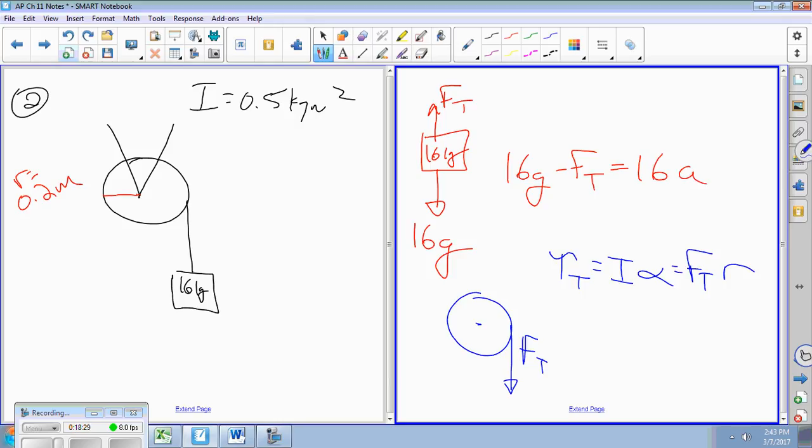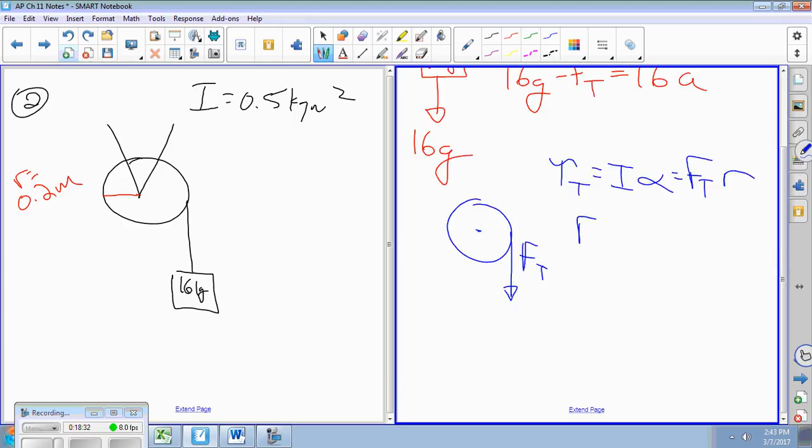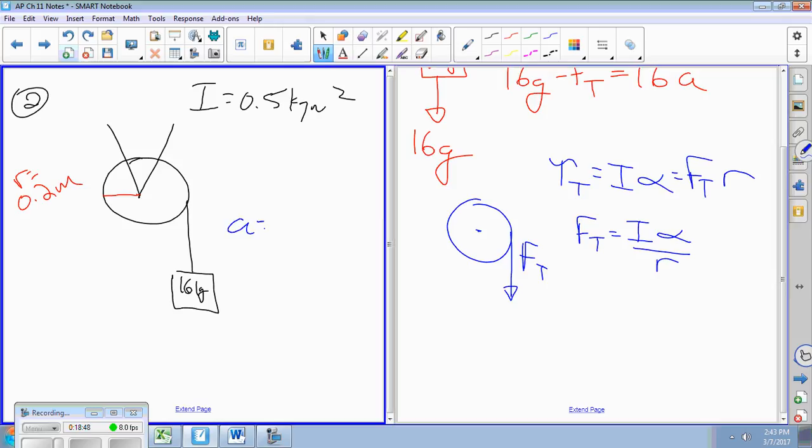So if I do that, look what I get. Tension equals I alpha over R, which is warm, except it doesn't have acceleration in it. But A is alpha R, right? Which means alpha is A over R. Is that right? Why am I uneasy about that? Is it IA over R? Yeah, it's I over R.